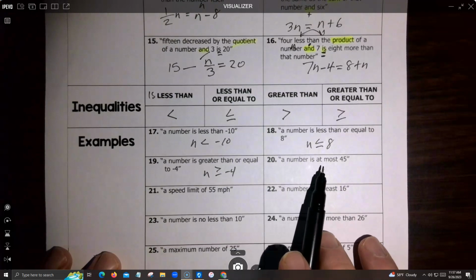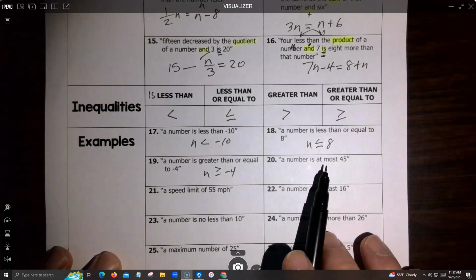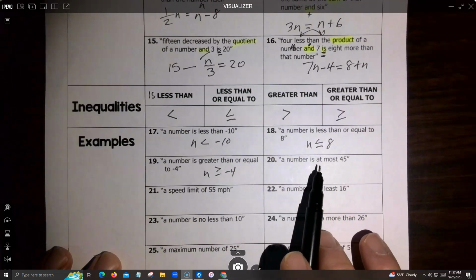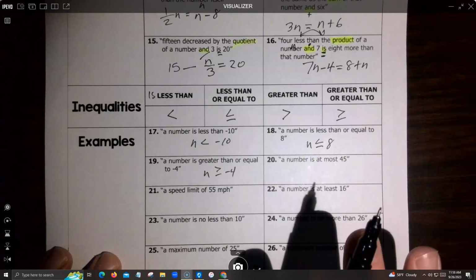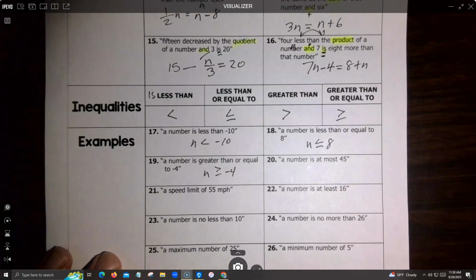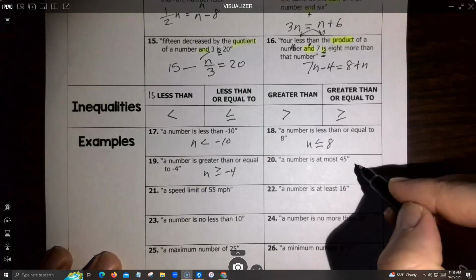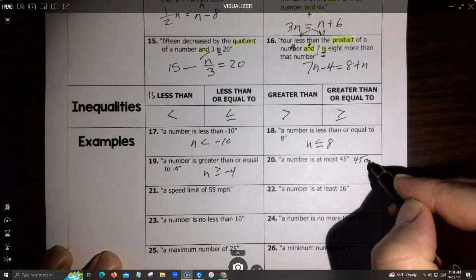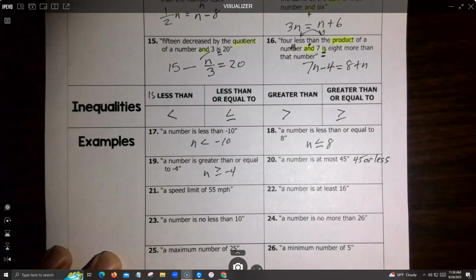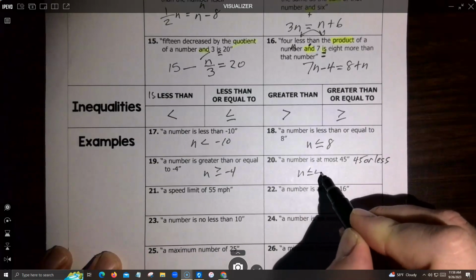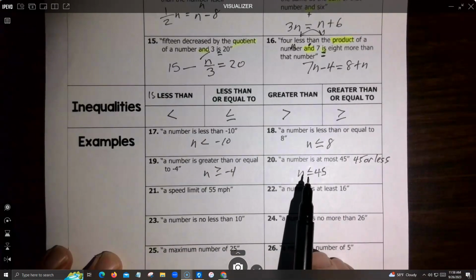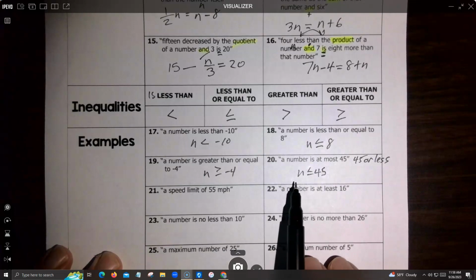A number is at most 45. So again, if you get stuck, think about money. If a number is at most $45, how much money do you have? At most 45. That means you can't have 46, you can't have 47, you can't have 50, you can't have 100. You have to have 45 or less, right? So this is 45 or less. That's what that "at most" means. Okay, so 45 or less. So you can have 45, equal to 45 or less than.